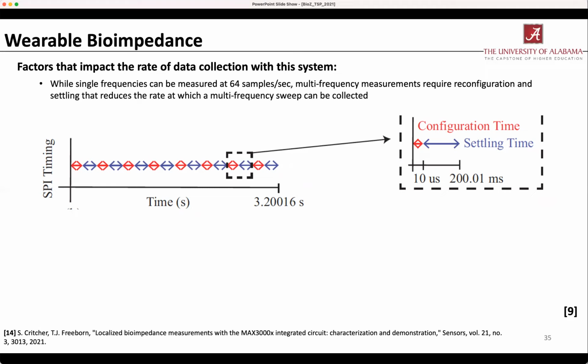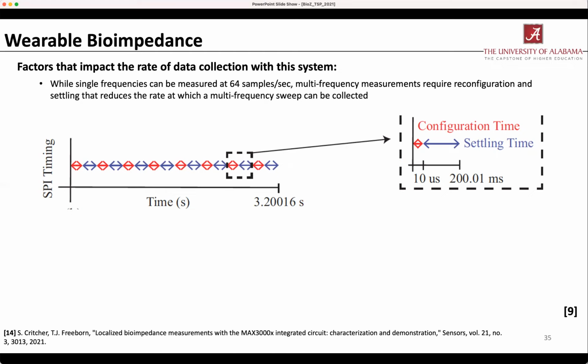multi-frequency sweeps like we do for characterizing the frequency-dependent nature of tissues require settling time and configuration time. So with this IC, you have to configure it. It takes about 10 microseconds, but then when it starts reporting data, the sigma delta ADC requires about 200 milliseconds of settling time before the data reported would be considered accurate or a good representation of what's happening. So if we're going to measure multiple frequencies, in this case 8, that required 8 configurations and 8 settling times, and it took 3.2 seconds to get one frequency sweep.